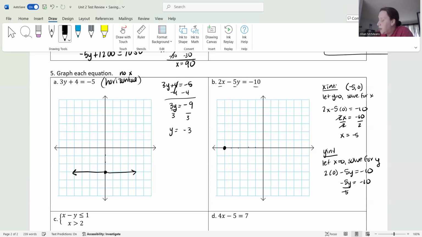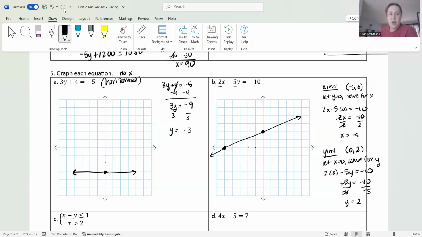Divide both sides by negative 5. Well, the negative 5's on the left cancel. They just become 1. So I'm left with 1y equals 2. So that tells me my y-intercept is the ordered pair 0, 2, which is right here. We connect, and that is the graph of the line. Now, you didn't have to use intercepts, but intercepts are really, really easy for this particular example.